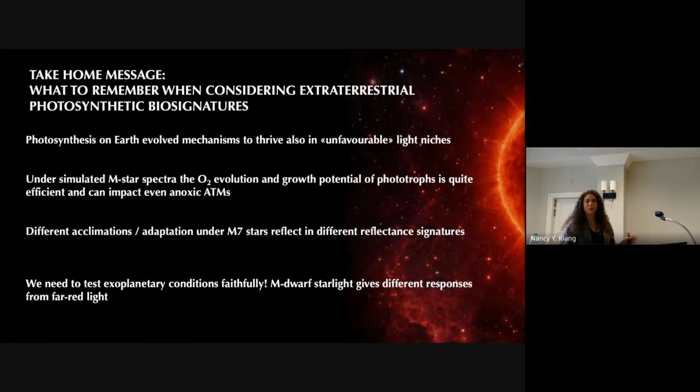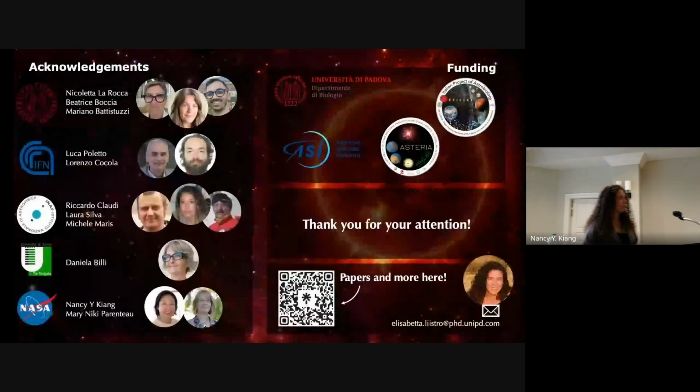So just to conclude, what I want to stress today is that photosynthesis on Earth has evolved mechanisms that allow it to thrive in niches that are considered unfavorable, and that under the M-star spectra, we have oxygen evolution irrespectively of the acclimation strategies, which rather have an impact on the reflectance signature. And last but not least, we really need to test these parameters in order to understand the true limits of photosynthesis. Thank you.